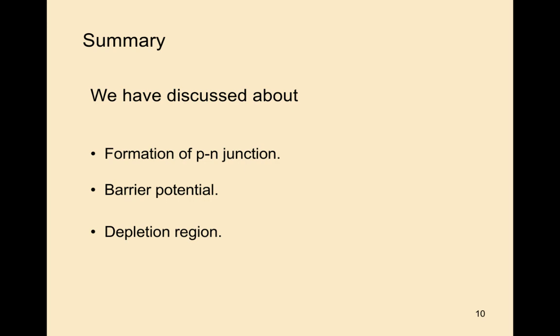When we join these two semiconductors, p-type and n-type, a new device is formed. That device we call a p-n diode. So when joining p semiconductor and n semiconductor, a new device is formed, and that device we call a p-n diode.